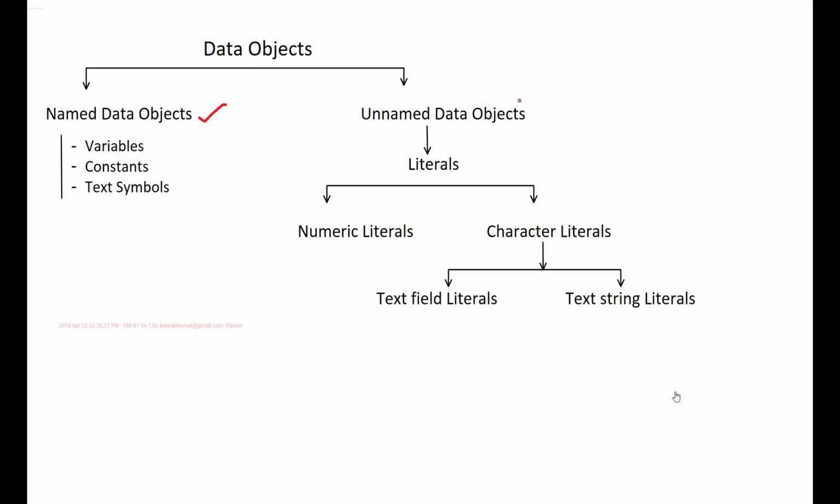Unnamed data objects are those which occupy some memory in the program, but they do not have any name associated with that memory, or they just occupy some space in the program memory. So they are not basically reusable. You just store some value and that's it. You cannot access that value again in your program. Whereas with named data objects, you can store some data in that memory and you can access that data multiple times in your program. Let me give you an example.